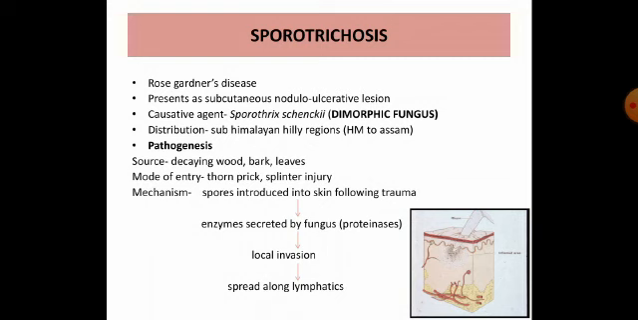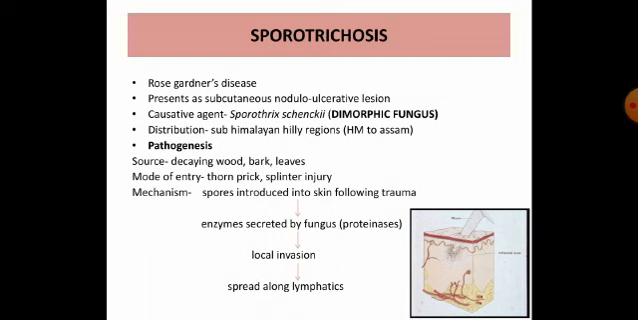Coming to the third condition, which is known as sporotrichosis. This is also known as the rose gardener's disease. Why? Because it is most commonly seen among the gardeners who are working in the rose gardens. Okay. So, it presents as a subcutaneous nodulo-ulcerative lesion.